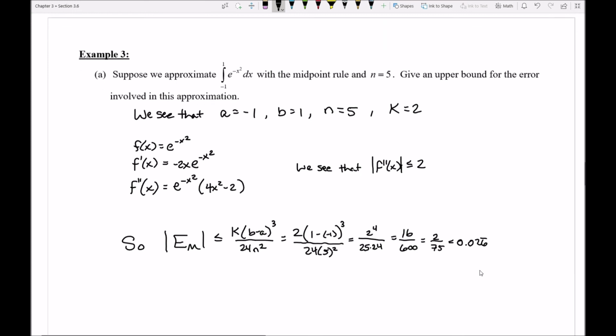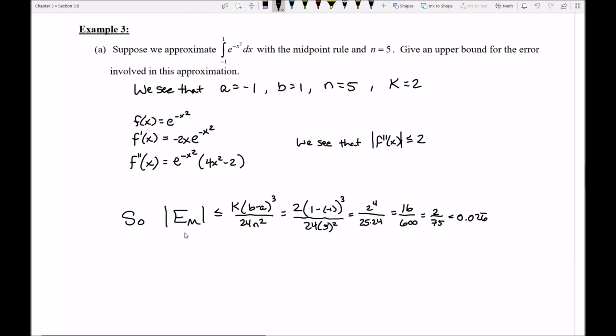But notice that what we've been able to say is that if I was to approximate the area under this curve with 5 midpoint rectangles, I know that I'm probably not going to hit the perfect right answer. So how far off is my answer going to be? My error in my approximation is either going to be equal to this value over here, or it will be smaller.